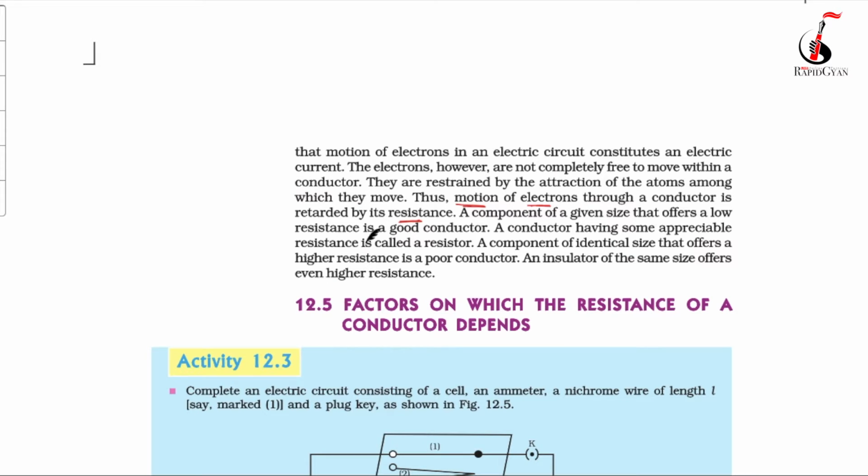You can simply say that any component having less resistance is a good conductor. If any component has high resistance, it is a poor conductor. Or you can say that insulators have even higher resistance.